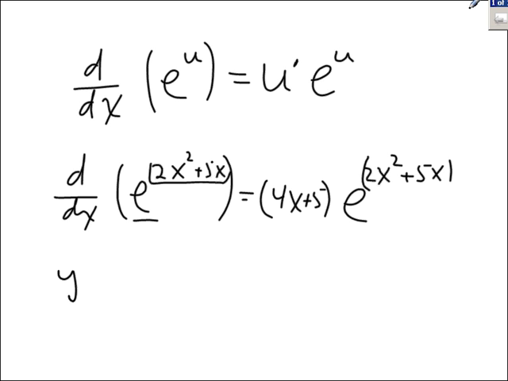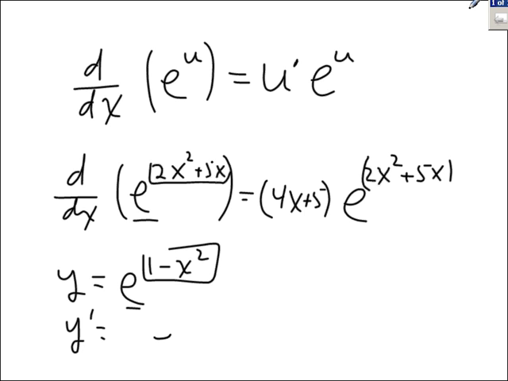Now suppose you're told that y is equal to e to the 1 minus x squared, then the derivative will be e to a power. The derivative of e to a power will be e to that power times the derivative of the power, which is negative 2x. There's the answer. The derivative of e to a power is e to that power times the derivative of the power.